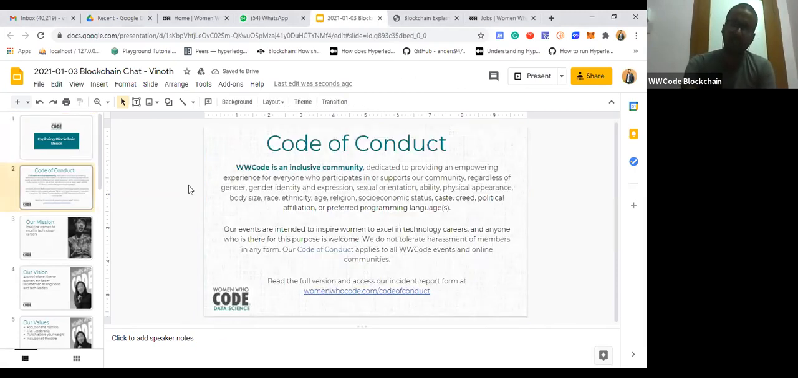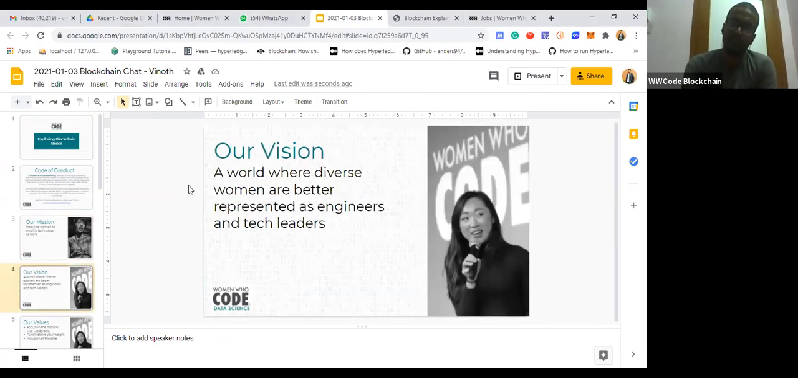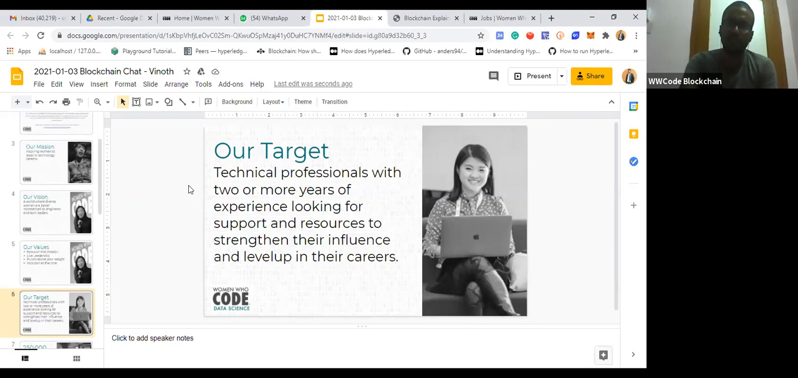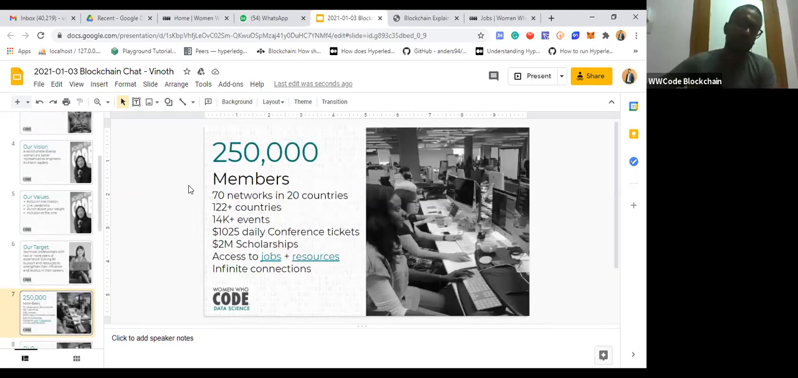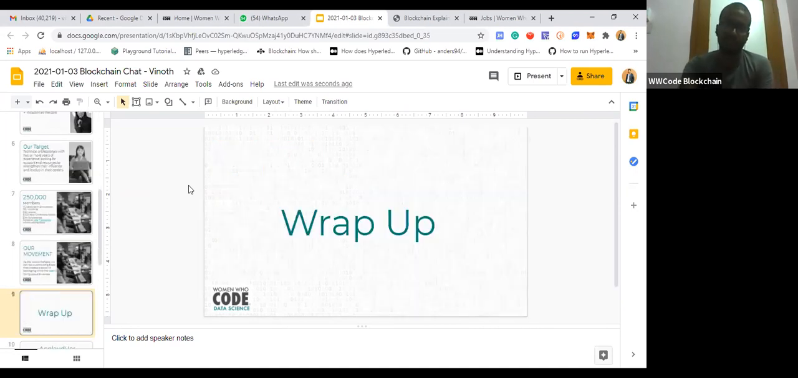Inspiring women to excel in technology careers. There are people who give them much knowledge about women's diversity. The vision is a world where diverse women are better represented as engineers and tech leaders, with a focus on mentorship, leadership, and inclusion. So all women can join Women Who Code Blockchain or data science, there are many things. There are a lot of members and a network all over the world, not just one country. They give scholarships, and leaders give mentoring and many things.